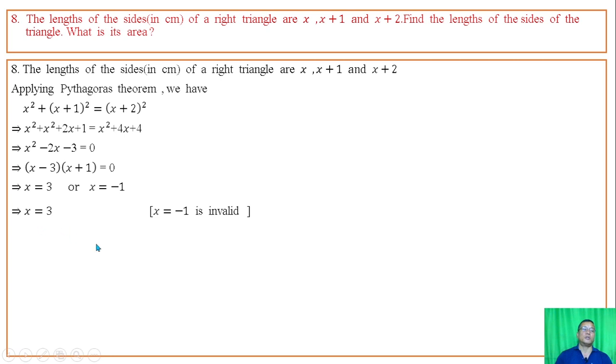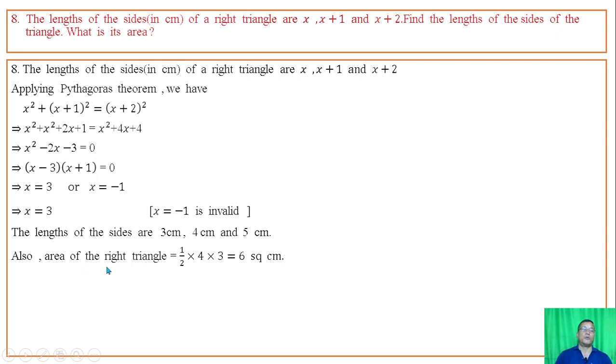Therefore, x equal to 3, since x equal to minus 1 is invalid, and the length of a side cannot be negative. The lengths of the sides are 3 centimeter, 4 centimeter, 5 centimeter respectively. Also, area of the right triangle is half base into altitude, whose base is taken as 4 and whose altitude is 3, because 4 and 3 are the two sides of the right angle. We have 6 square centimeter.